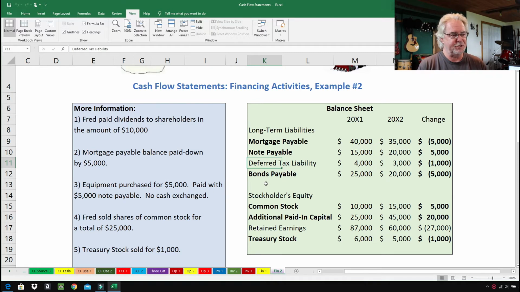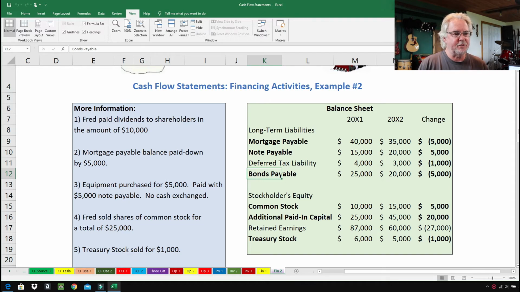The people that made up the accounting rules and regulations decided they wanted all taxes to be listed in operations. Coming down to bonds payable, we've got $25,000 last year, $20,000 this year. Looks like we had a decrease of $5,000. I don't have any extra information on that, but this was paid down with cash, and that's all there is to it. It's going to go on the cash flow statement.